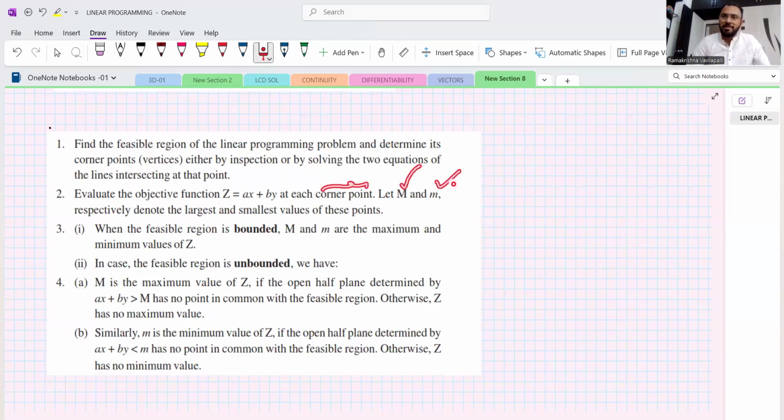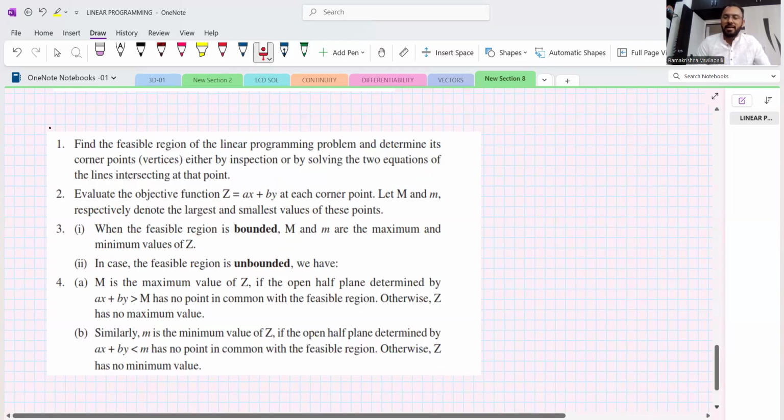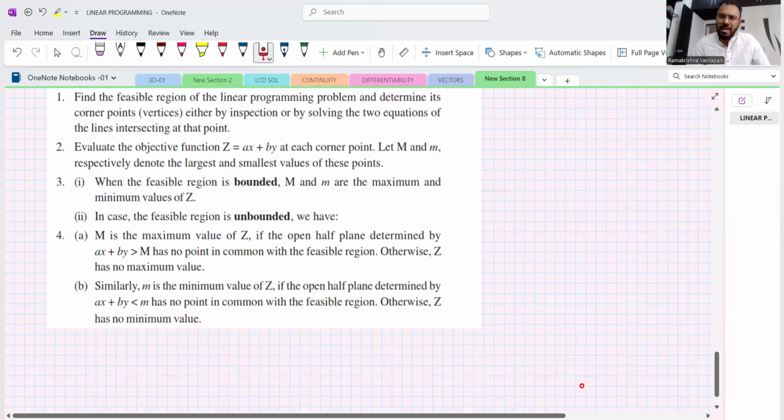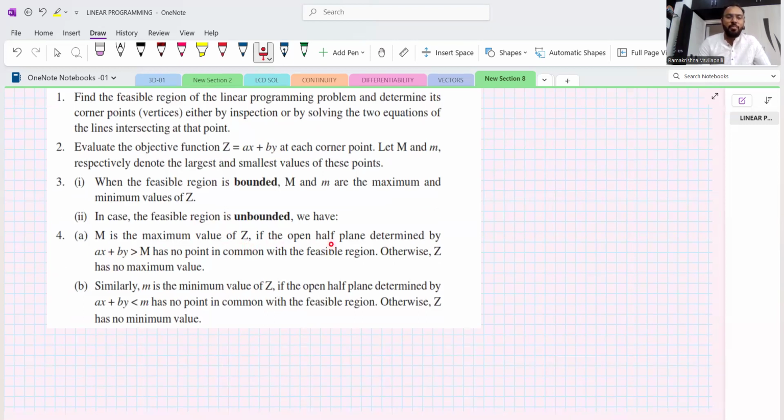Let capital M and small m be respectively the maximum and minimum of that function at those points. When the feasible region is bounded, capital M and small m, the maximum and the minimum values of Z, exist. In case the feasible region is unbounded, open space, like if we have greater than or equal to instead of less than or equal to, then M is the maximum value of Z if the open half plane determined by ax plus by greater than M has no point in common with the feasible region. Otherwise, Z has no maximum value.